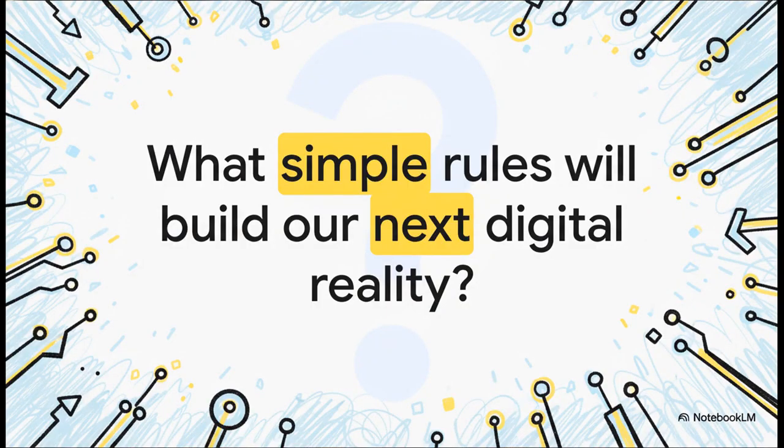And that leaves us with a pretty big final thought. We've seen how just a few basic principles, a 2-letter alphabet and some simple logic, were enough to build our entire digital reality. So the question to really chew on is, what simple rules are being written right now that are going to build the foundation of our next reality?